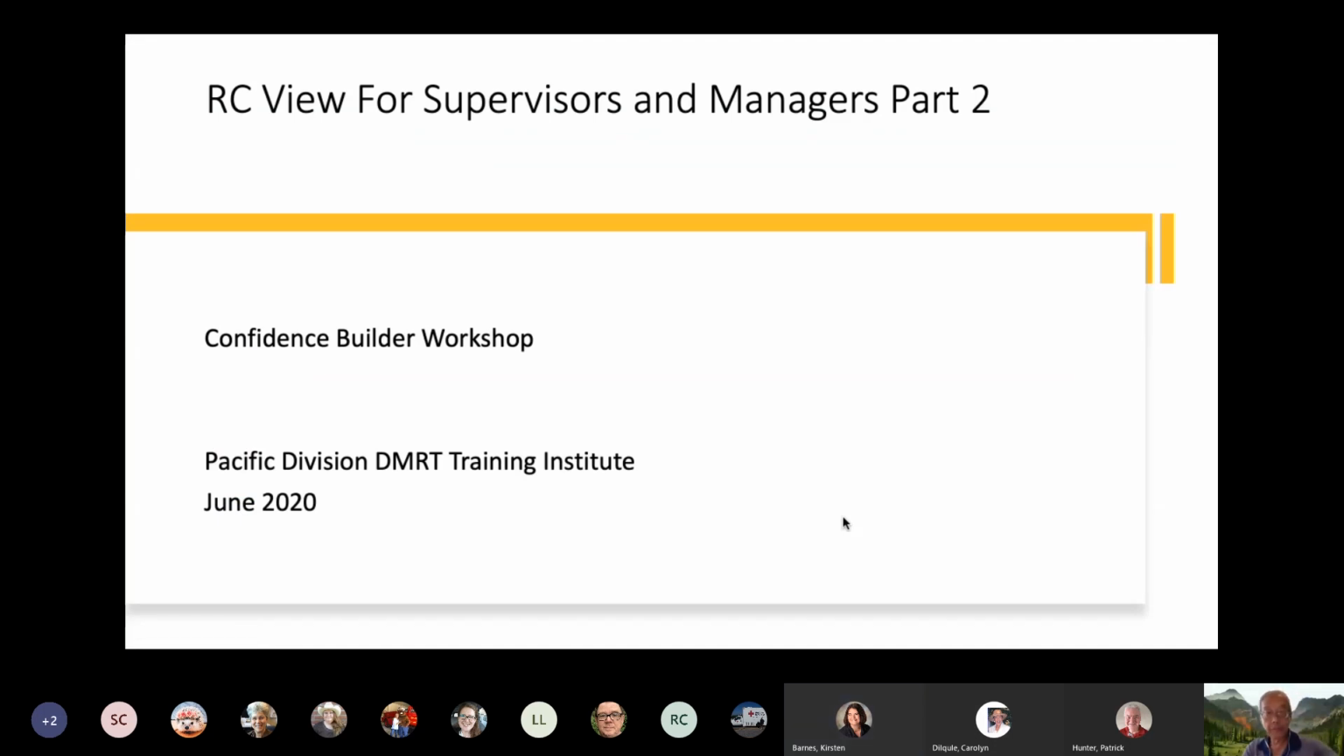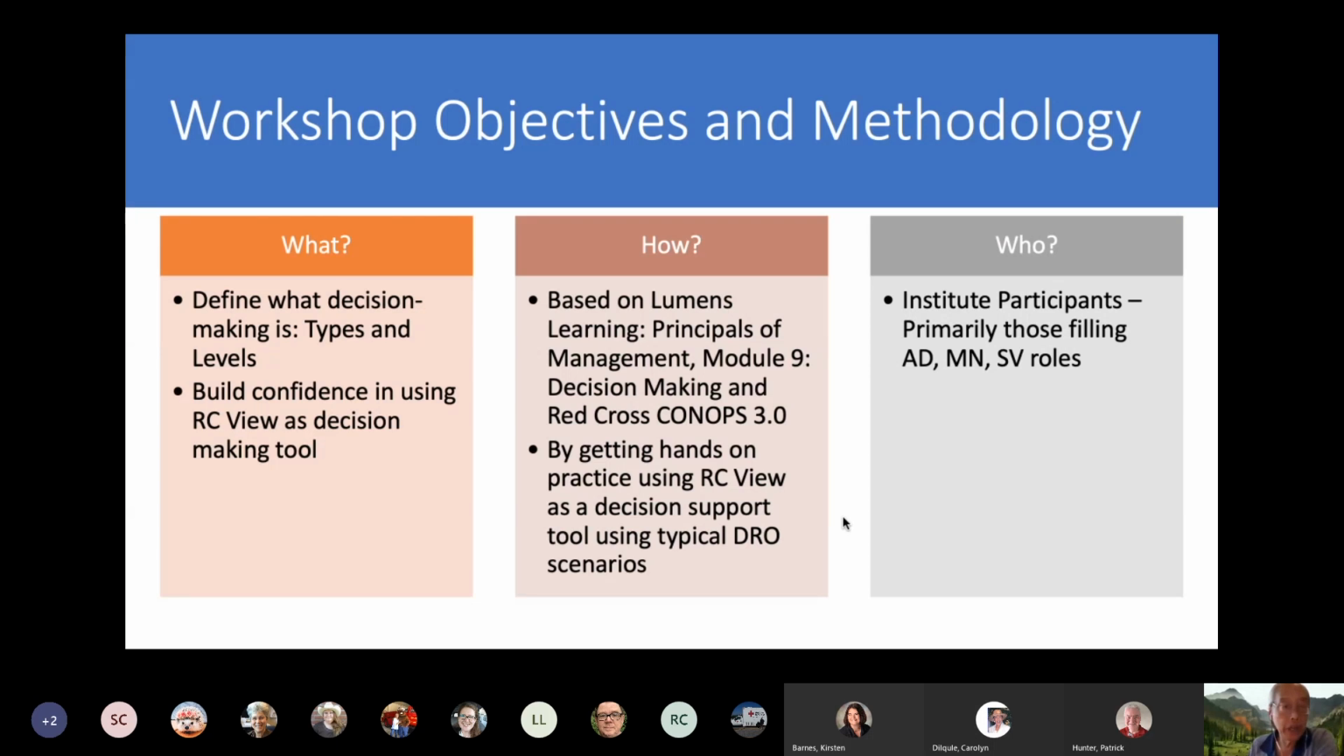We can see it. Okay, very good. Thank you, Kirsten. All right, so this is the confidence building workshop, and I'm sure all of you have been very active taking all the other workshops, and I'm glad you are all participating. So this is part 2. What are the workshop objectives? I'm going to discuss the what, the how, and the who. Those of you who took the overview class know I'm really fixated on the how, what, where, who, and the when. So here we are back again.